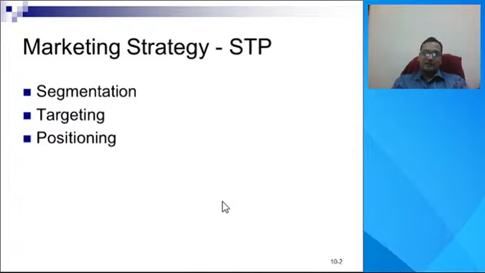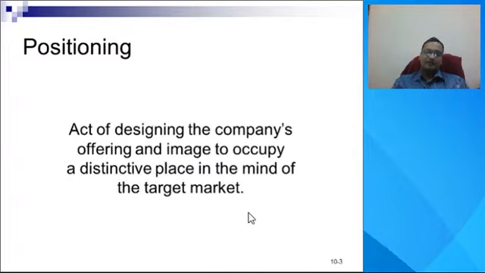What exactly is positioning? We define positioning as the act of designing the company's offering and image to occupy a distinctive place in the mind of the target market. So there are certain terms which are very critical. One is, of course, the company's offering, the product. And when we talk about the product, we talk about the value proposition that the product offers.